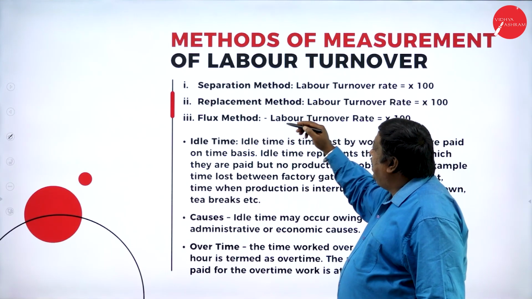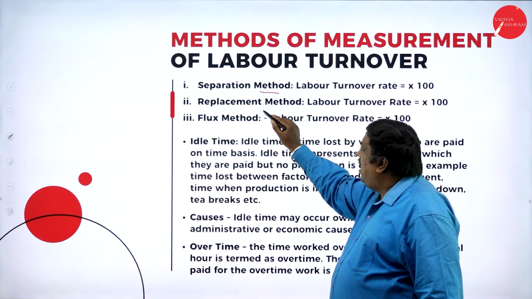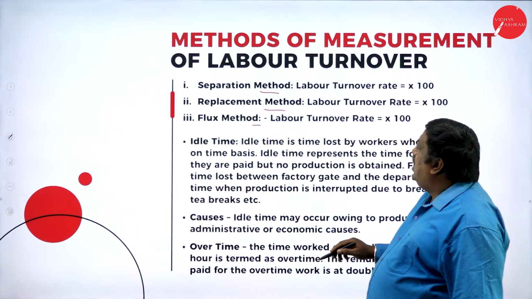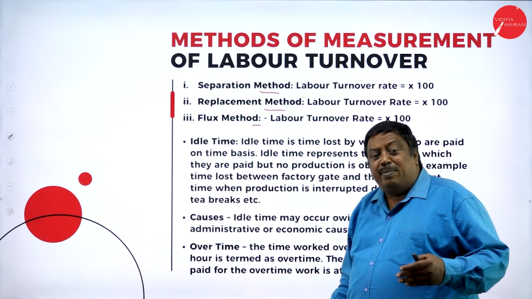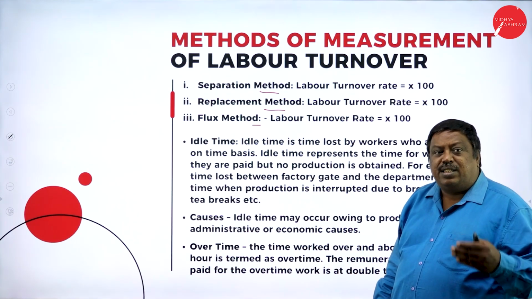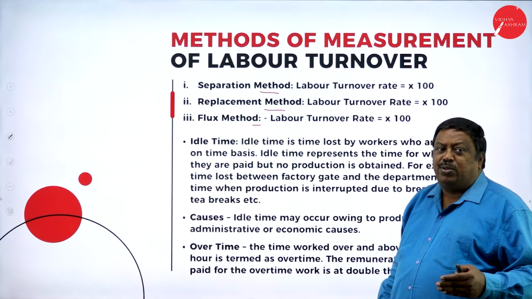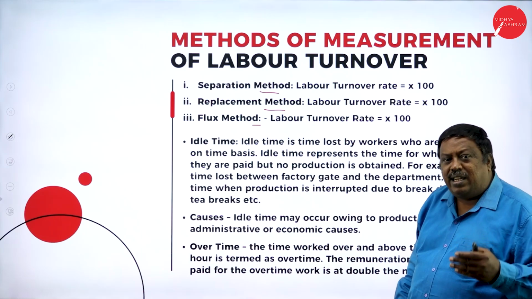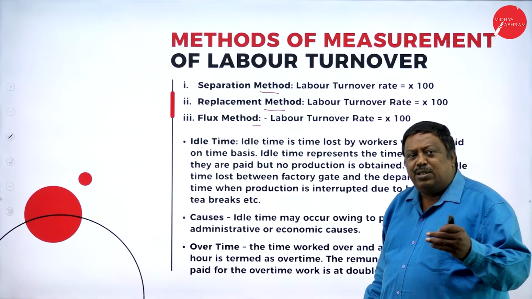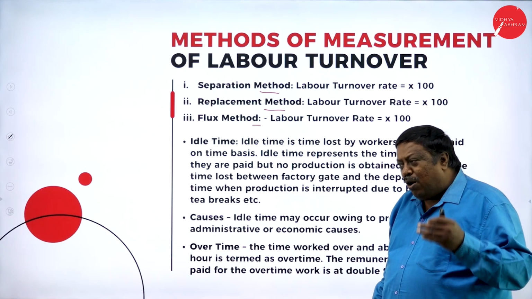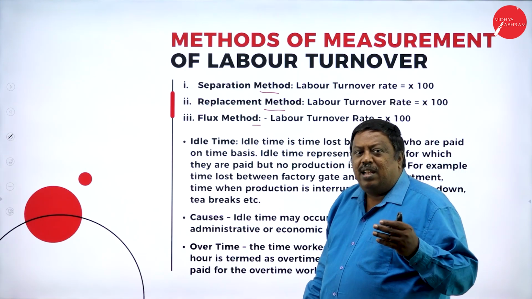Now, what are the methods? Separation method we have, replacement method we have, flux method we have. There are plenty of methods where we can control the labor in such a way that there will be no issues at all. First we have to think in a positive way, then we have to decide how to reduce the turnover of labor in the organization by providing all types of facilities for the laborers.